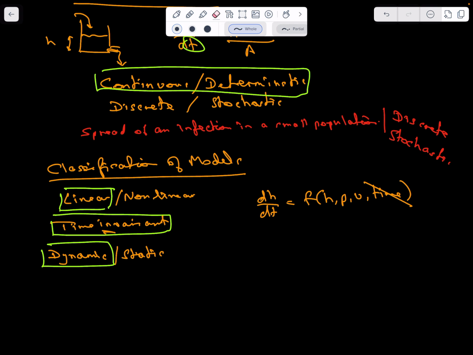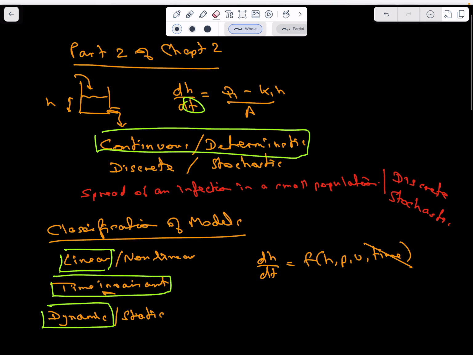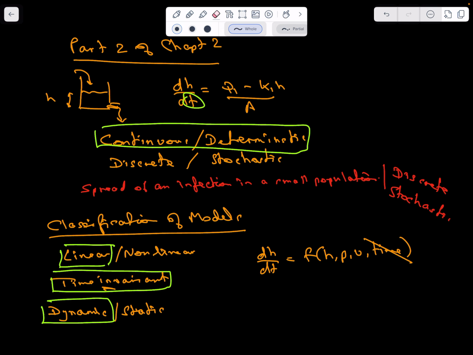Yeah, so those are the basic classifications of models and the idea of continuous, deterministic, and discrete and stochastic. You make these decisions on a case-by-case basis. When you come across a problem, you decide, should this be a continuous model? Should this be a deterministic model? Should it be a stochastic model or a discrete model?